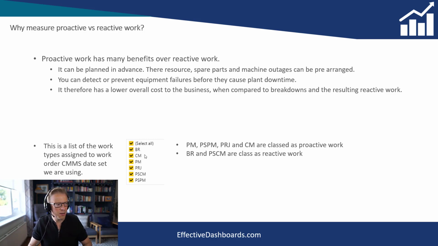Now, how we're going to calculate that: in our CMMS data set we've got a set of different codes allocated to work orders: breakdown, corrective maintenance, preventive maintenance, projects, and other performance assurance activities. And we're going to split the proactive and the reactive work based on the type of work. PM, PSPM, PRJ, and CM are all proactive work, and BR and PSCM are classed as reactive work.